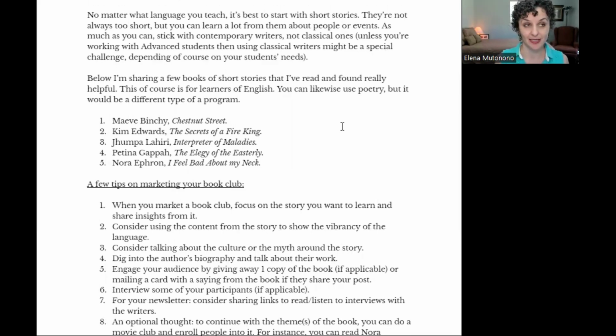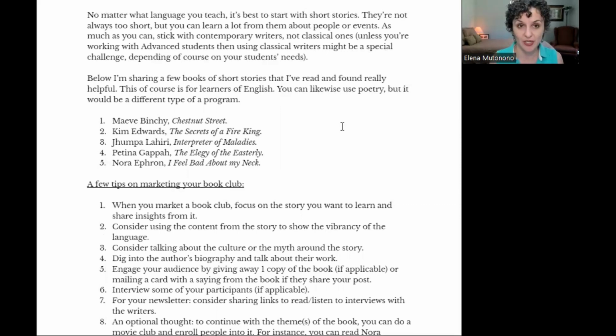You can find some young authors. You can find short stories on medium.com, so they don't necessarily have to be books, and you don't necessarily have to get your students to buy books. So that's just an option.